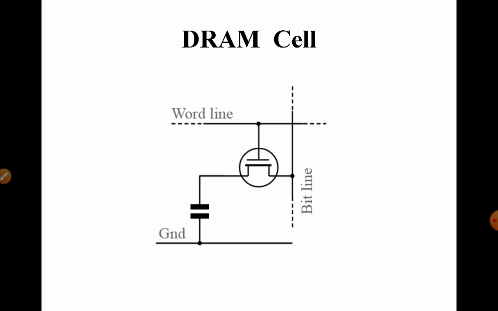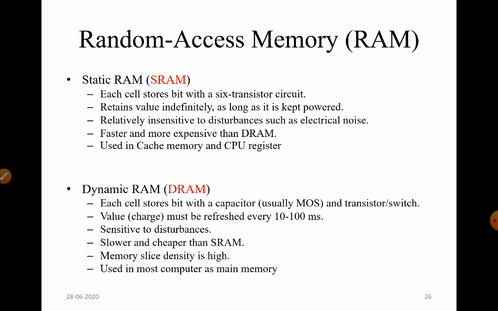SRAM is basically used in the processor register, etc., but DRAM is used in the main memory. Now we have RAM, static RAM. Let's compare. In static RAM, we need 6 transistors.